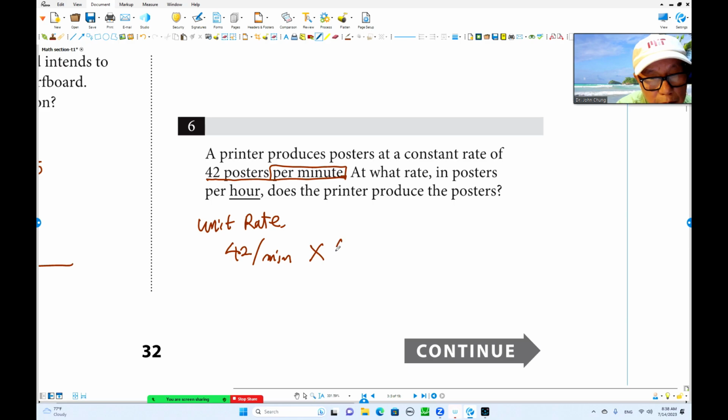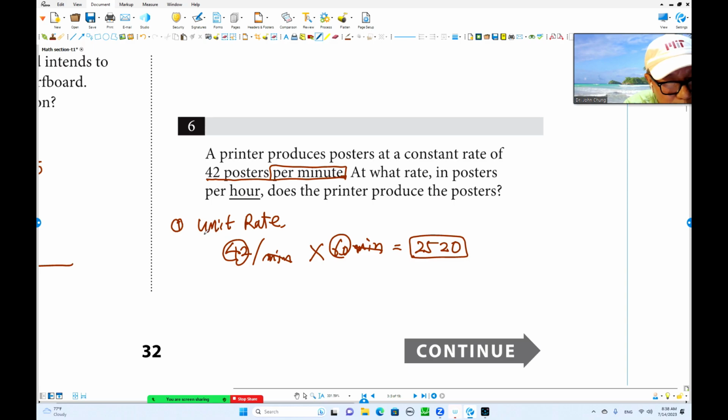1 hour is just 60 minutes. That's right. So 1 minute is 42, so 42 times 60, right? 2,520 is correct. Yeah, that's the answer, okay? Or you can use proportion too. This is a unit rate. You can use a proportion too.